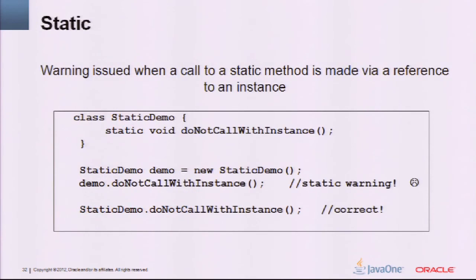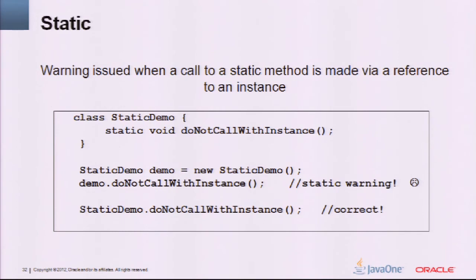Static, very simple. This warning is issued when you call a static method by using a reference to an instance of the class instead of the class name itself. If you see the example, we have a class StaticDemo, which has a static method doNotCallWithInstance. And you go ahead and call it with the instance demo. You get a static warning over there. What you're supposed to do is call it with the name of the class, like the last line there.